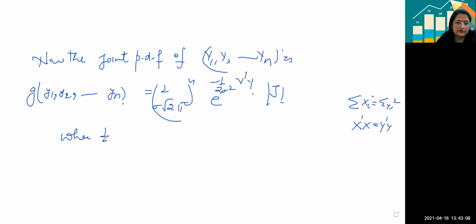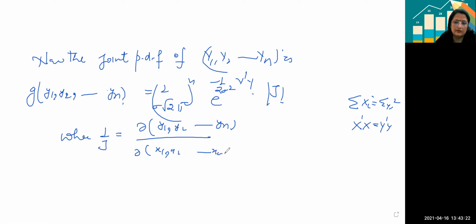Where first of all we will find 1 by J. 1 by J will be the reciprocal, y1 y2, because you have been given y in terms of x. It's quite a bit difficult to convert x in terms of y here. So we will use the reciprocal. So what does it mean? It means curly y1 by curly x1, curly y2 by curly x1. In this way you will get a determinant.